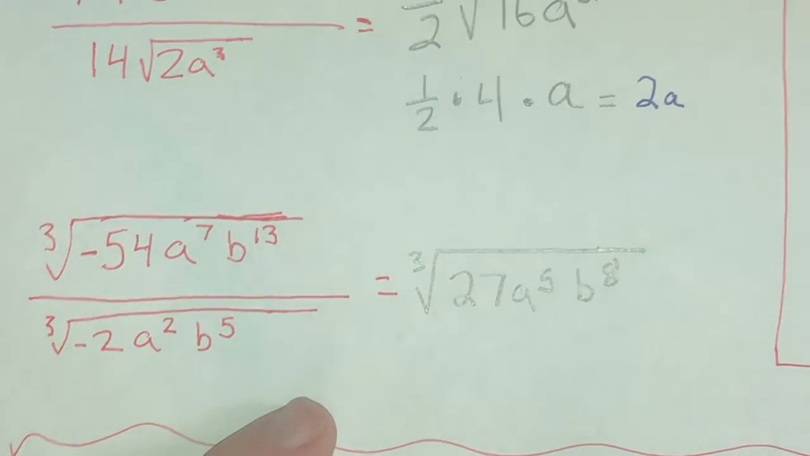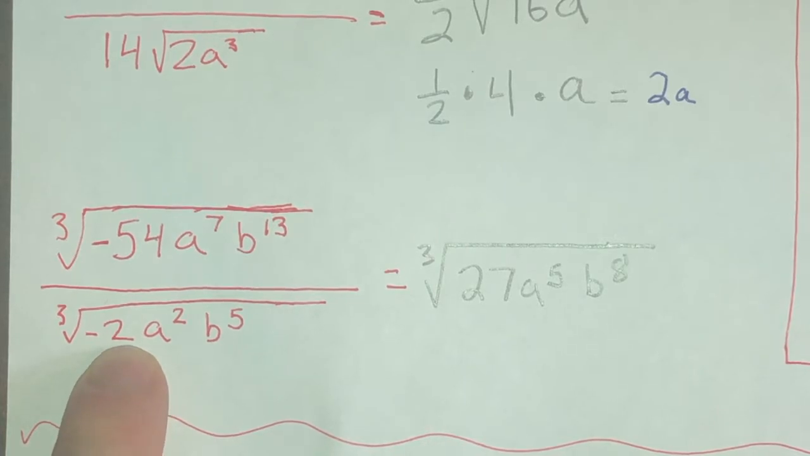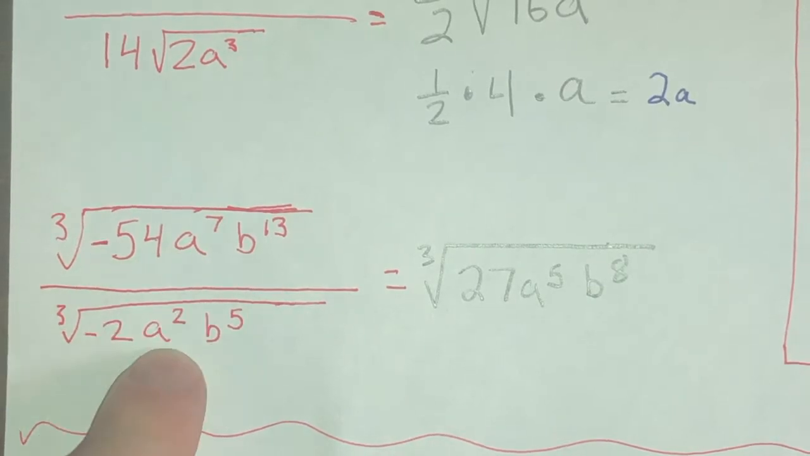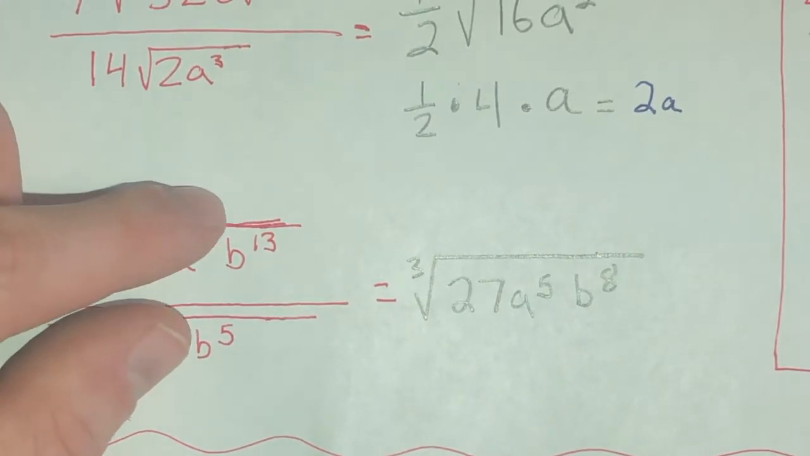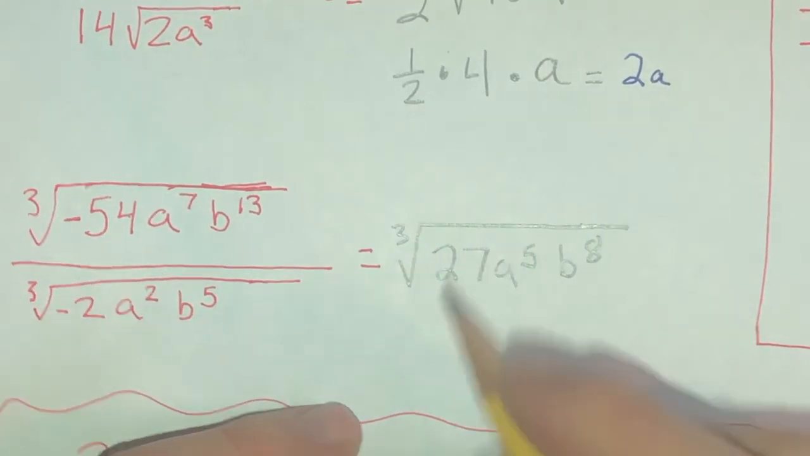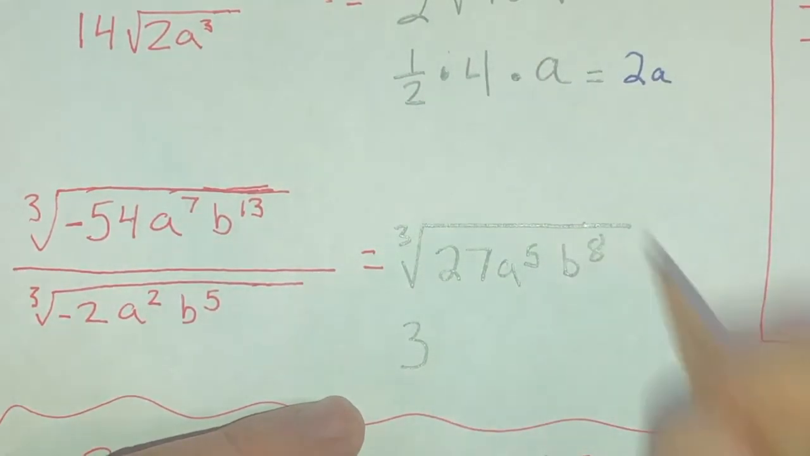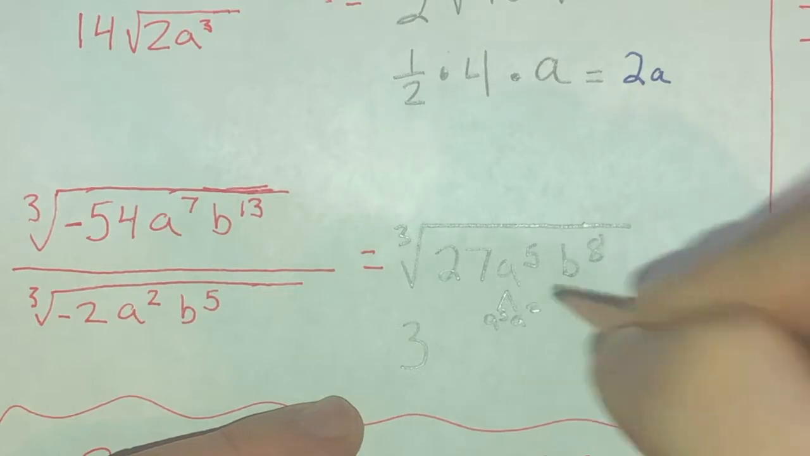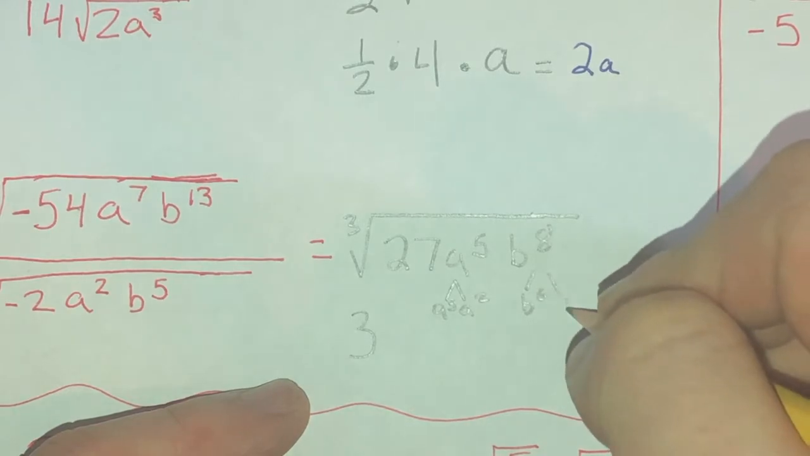We need to understand at this point the laws of exponents. Sophomores, this was talked about last year in course 1. When you divide an expression with an exponent by an expression with an exponent, if the bases are the same, you need to subtract the exponents. I have to assume you know that. Now let's clean up. The cube root of 27 is 3. A to the 5th, we're going to split that into a to the 3rd times a squared. And b to the 8th is going to be b to the 6th times b to the 2nd.